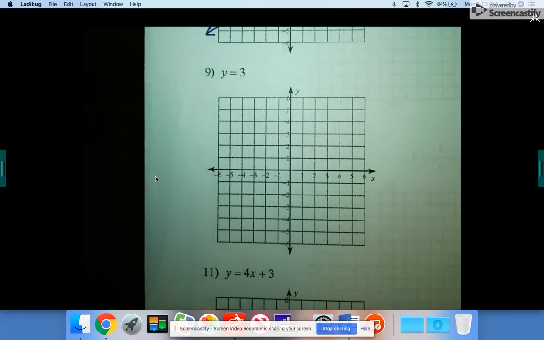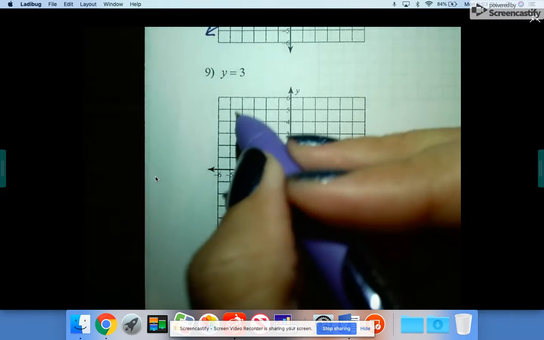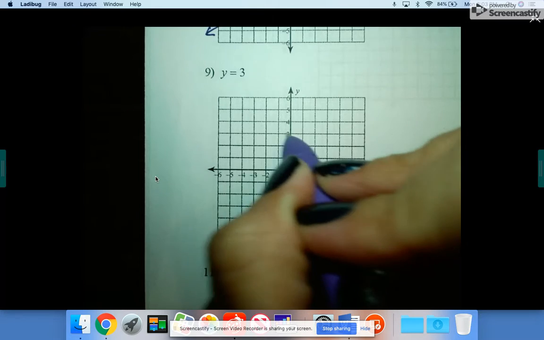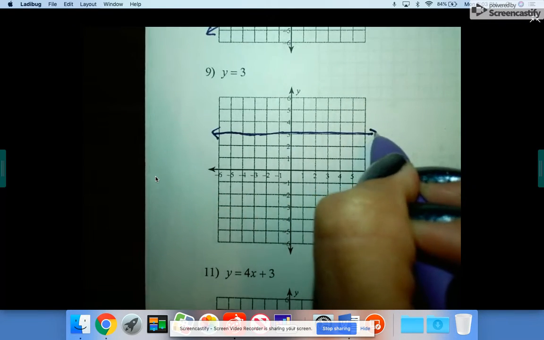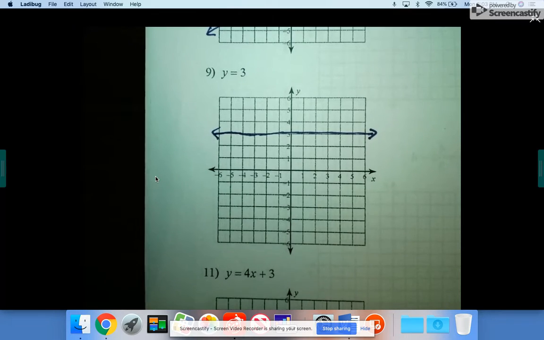Number 9, I'm not going to make a little mini table, but you can. This would be a horizontal line on the 3. Having trouble writing straight lines.